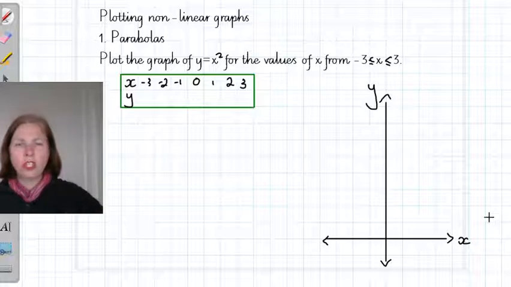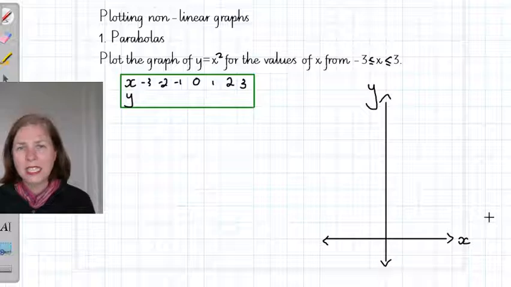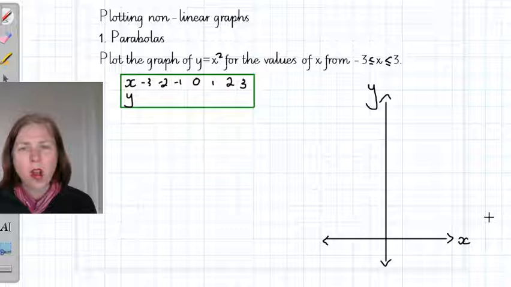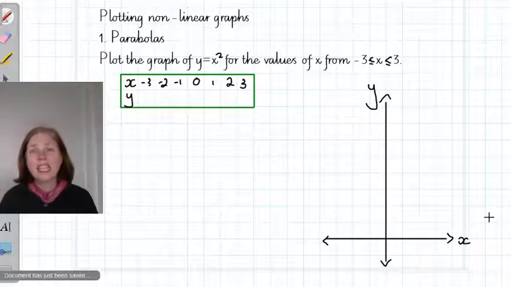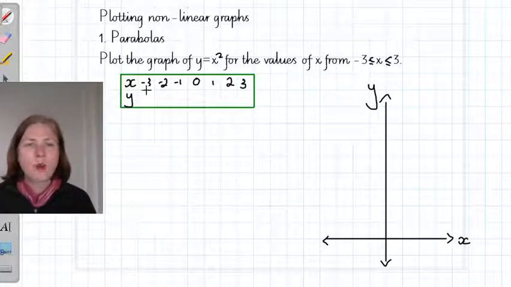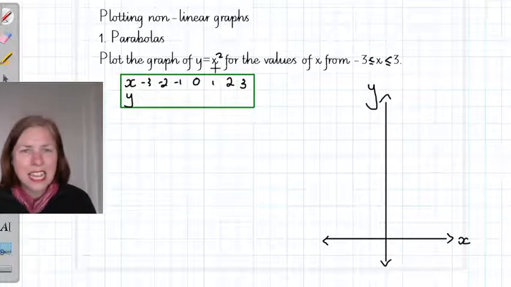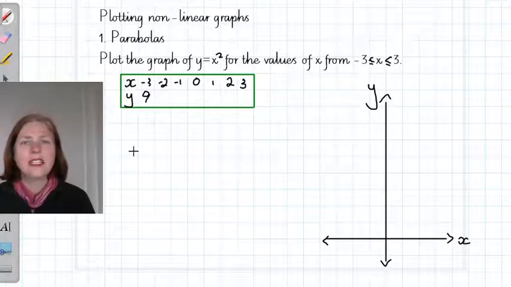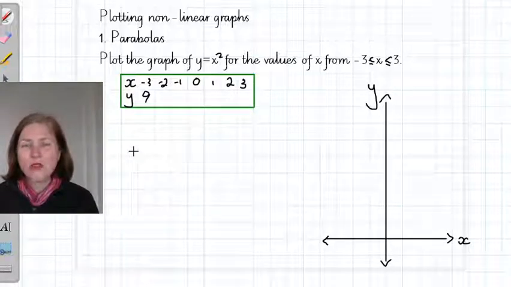Now, I'm going to do the first one as an example for you, but then I want you to pause this video and fill in the values for what you get for y if I start with x squared. One thing I want you to remember is if I square a negative number, I get a positive result. So when x is negative 3, y equals x squared, negative 3 squared gives me 9, because negative 3 times negative 3 is 9. So now is the time to pause.